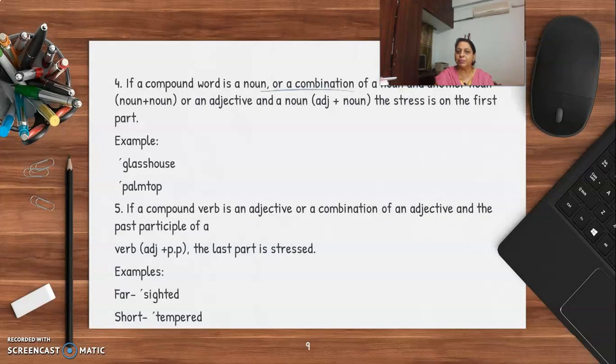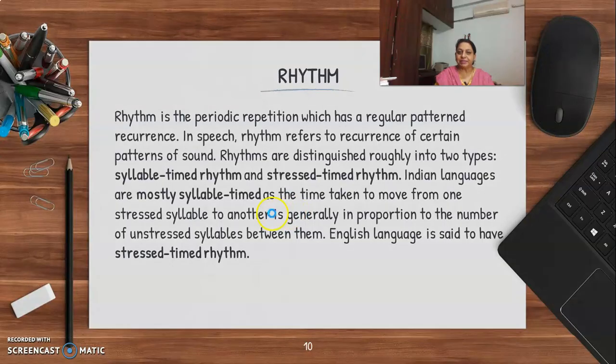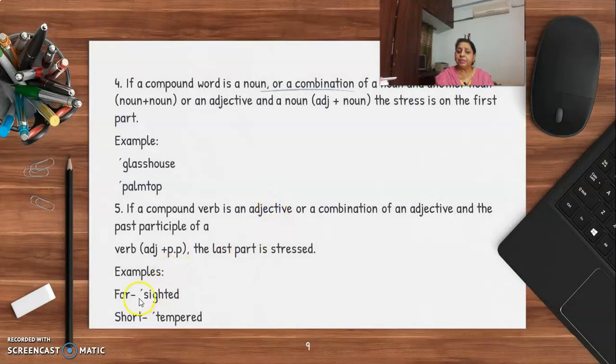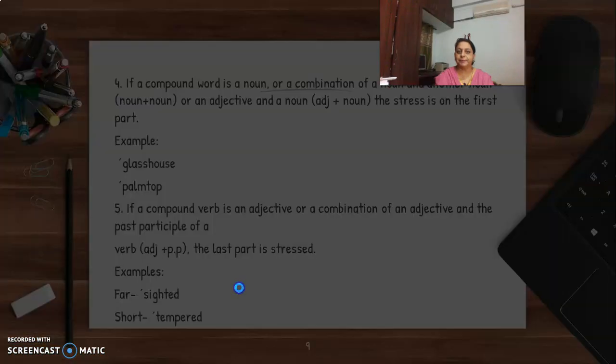Now the fourth one is: if a compound word is a noun, a combination of noun plus noun or an adjective and noun, the stress is on the first part. For example, glass house, palm top. Similarly, in the fifth rule, if a compound word is an adjective, a combination of adjective and past participle, the last part is stressed. For example, far-sighted, short-tempered. So the second part or the last part is stressed here.